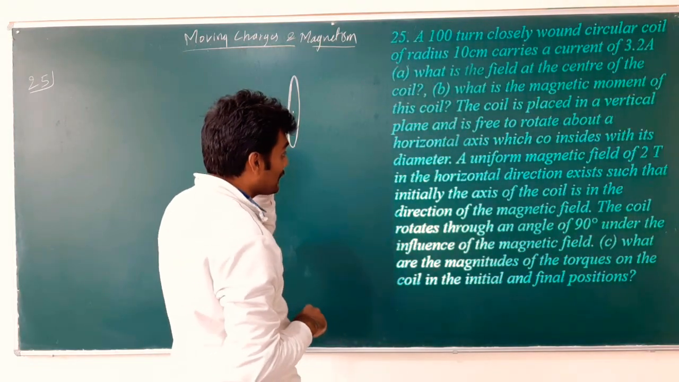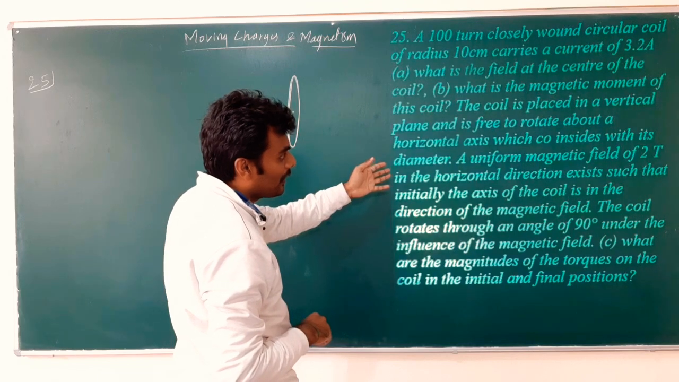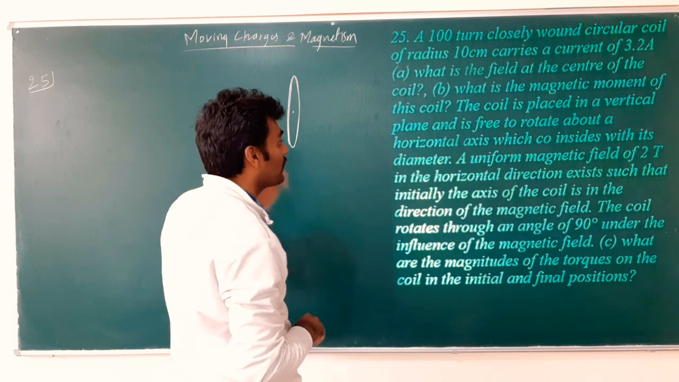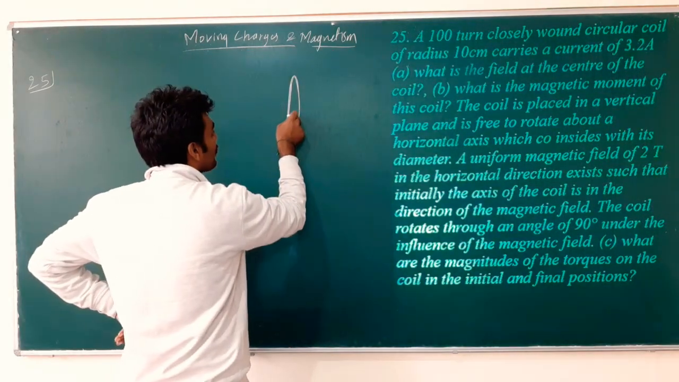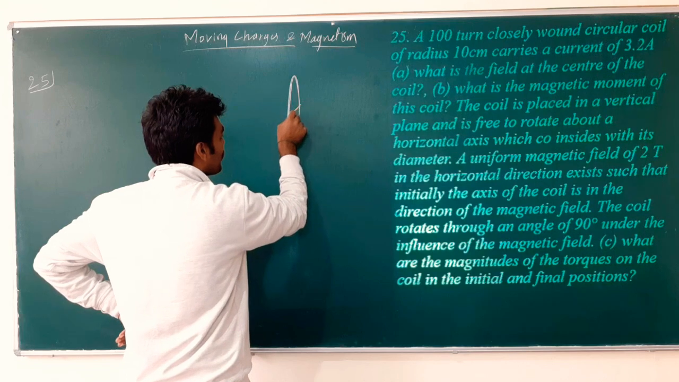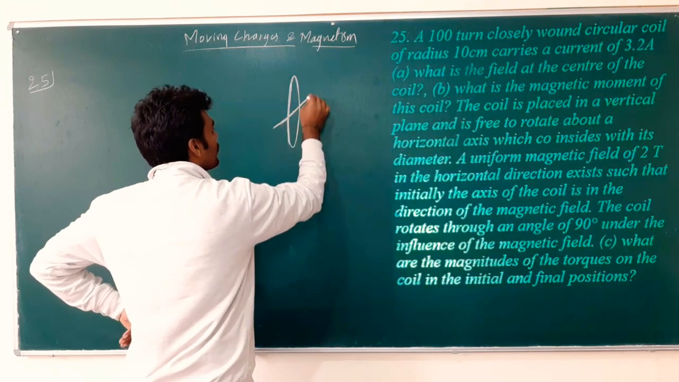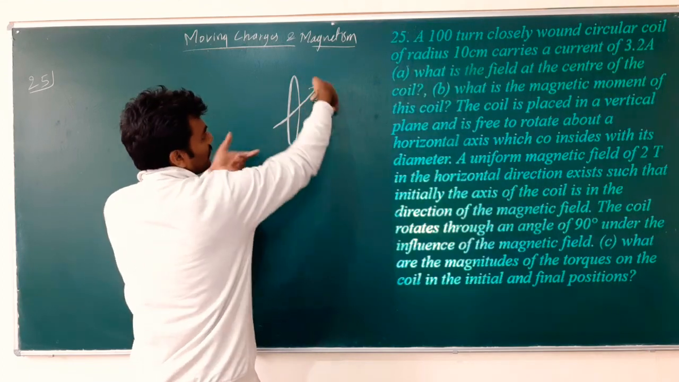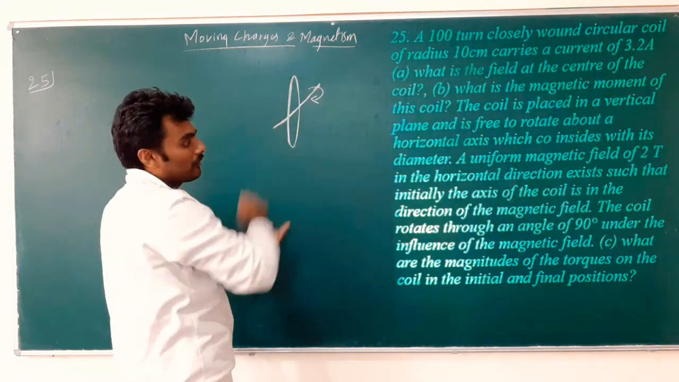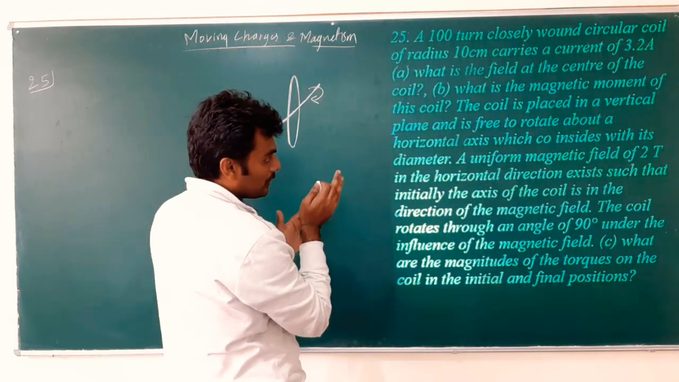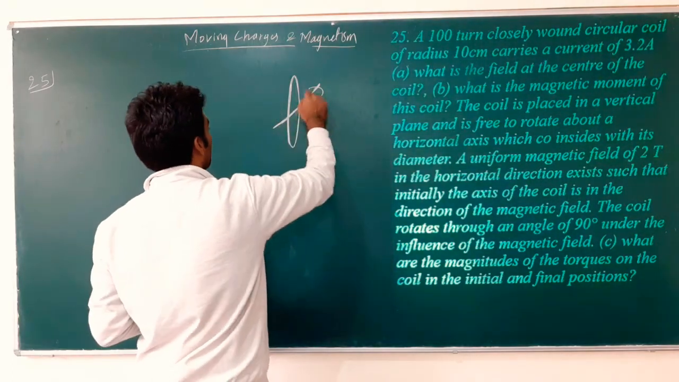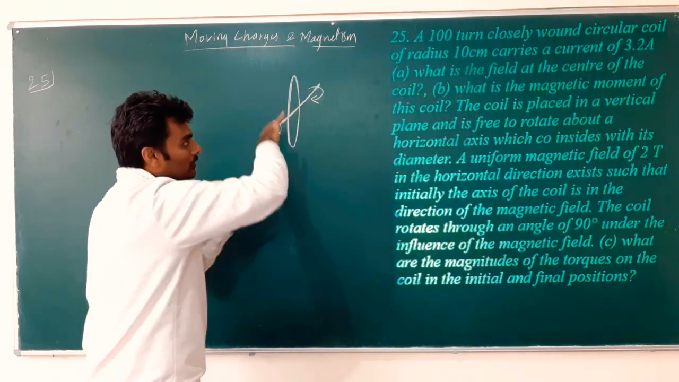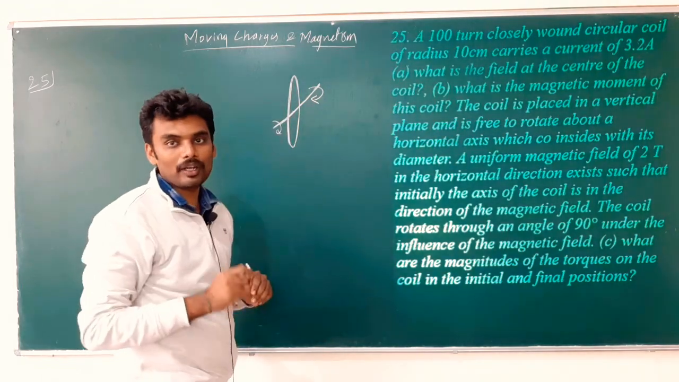So it is placed in such a way that it is free to rotate about the horizontal axis. The axis of rotation is now somewhat like this. This is how the coil can rotate now, like this, which coincides with its diameter, right? This is the diameter and this is the axis about which the coil can rotate.